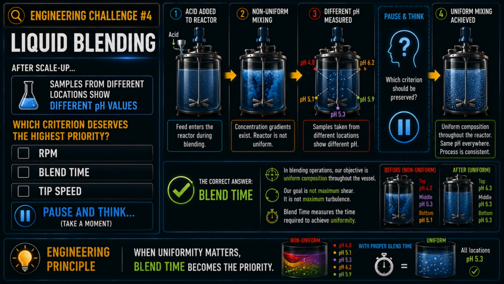In blending operations, our objective isn't maximum shear. It isn't maximum turbulence. Our objective is uniform composition throughout the vessel. And that's exactly what blend time measures.